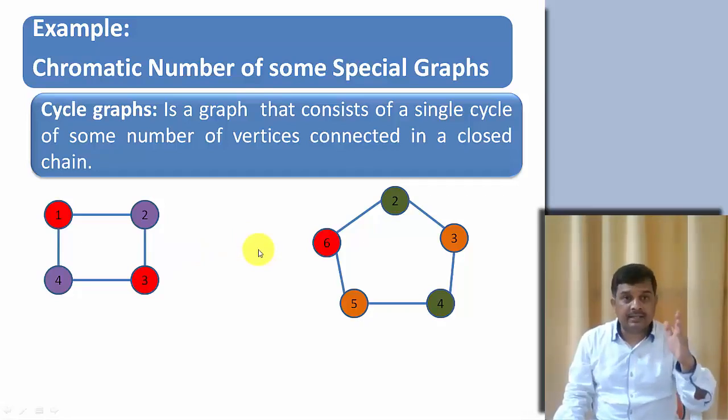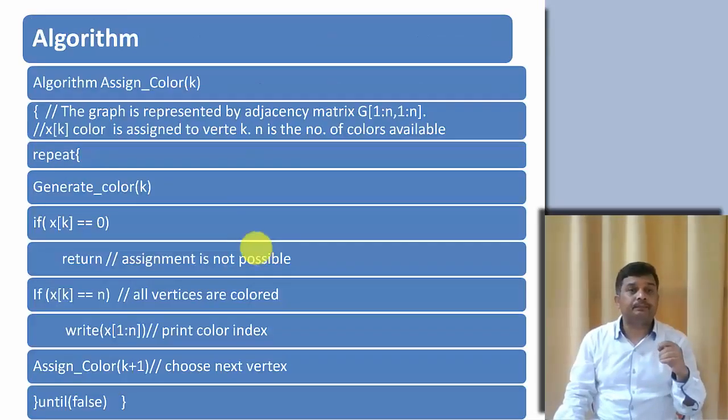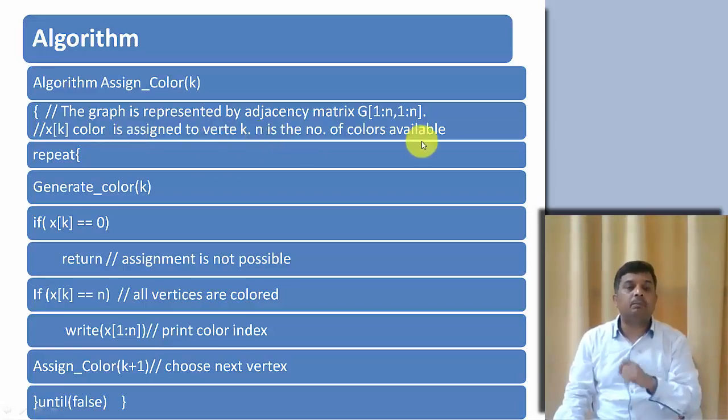Let us try to understand this with the help of an algorithm. So here is an algorithm, assign color to k. It means K is the parameter passed. The graph is represented by adjacency matrix G with 1 to n, 1 to n matrix, and xk is the color assigned to vertex k, where m is the number of colors available.